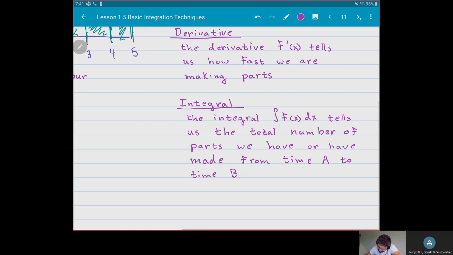Most of the time in math, we do have an A and a B on that symbol. Not most of the time, but some of the time. And that just says from hour 5 to hour 8, how many parts have you made? From hour 2 to hour 6, how many parts have you made? So that is what the integral tells us. It adds up. It's a summation. It adds up what we've done. So if you've been working all day and you're like, man, what have I accomplished today? The integral will do that.